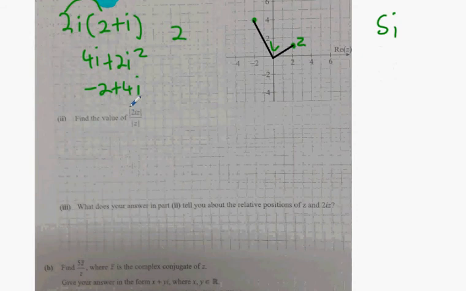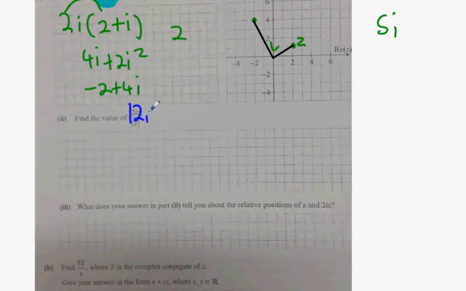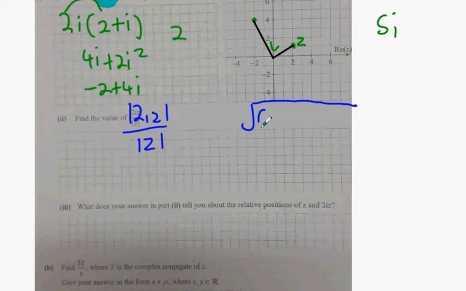Find the value of the modulus of 2iz, all over the modulus of z. See those vertical lines there, yeah? That's why a lot of you wouldn't have picked up many marks, even though you did something much more complicated. It says modulus. Can anybody remember what modulus is again? The formula for modulus? Real squared plus the imaginary squared.